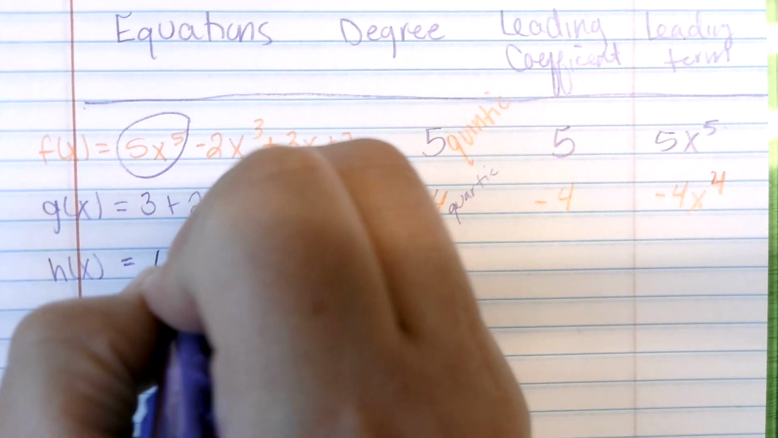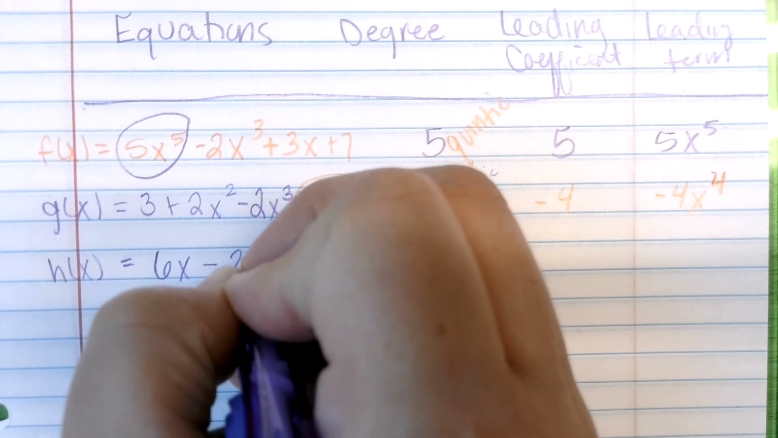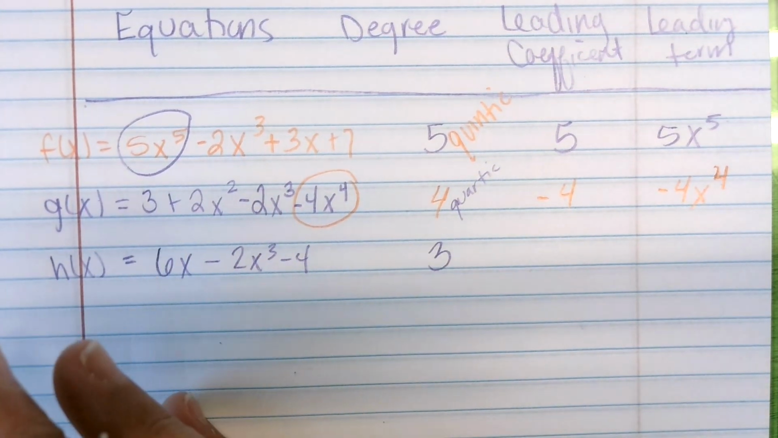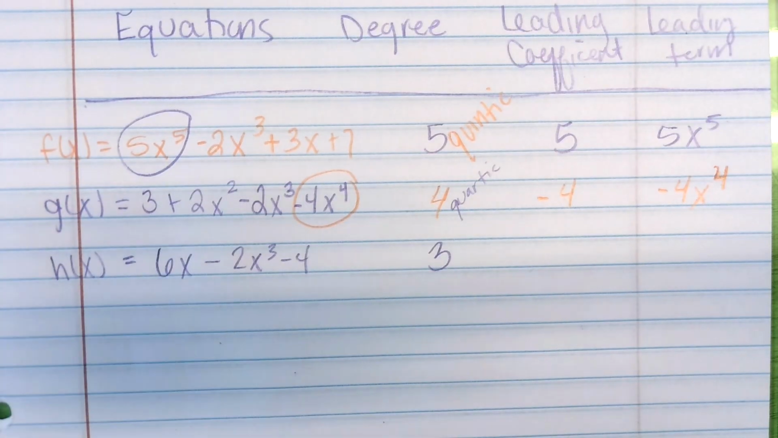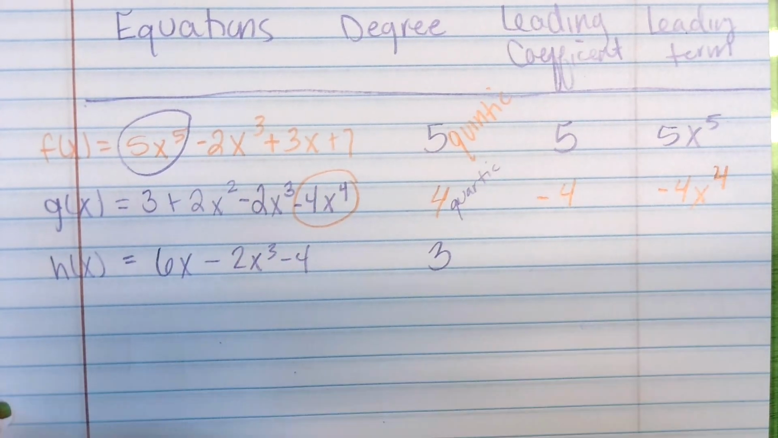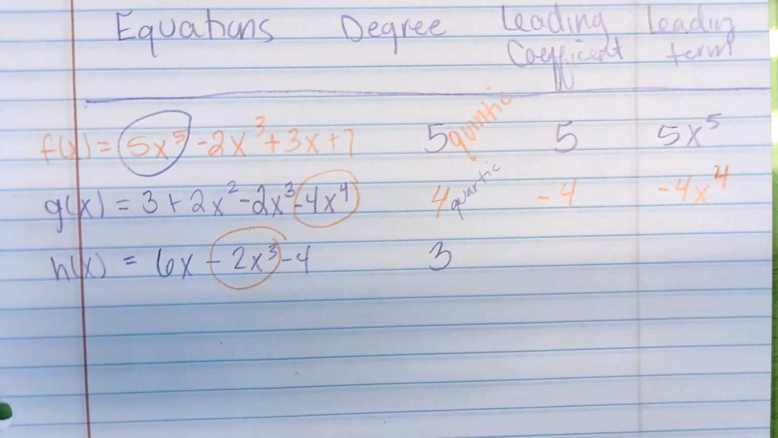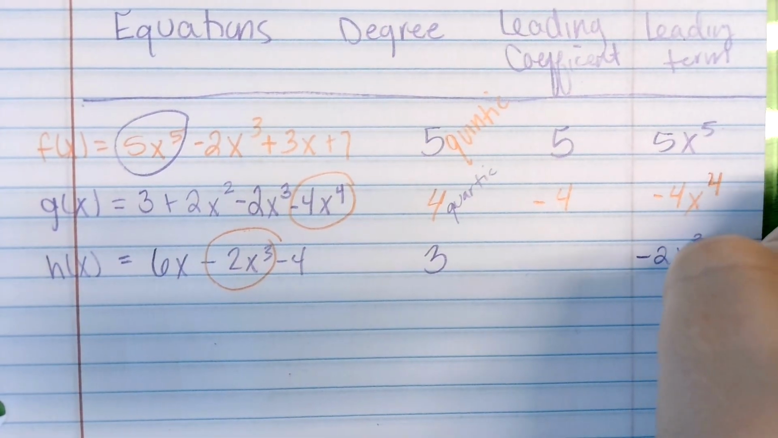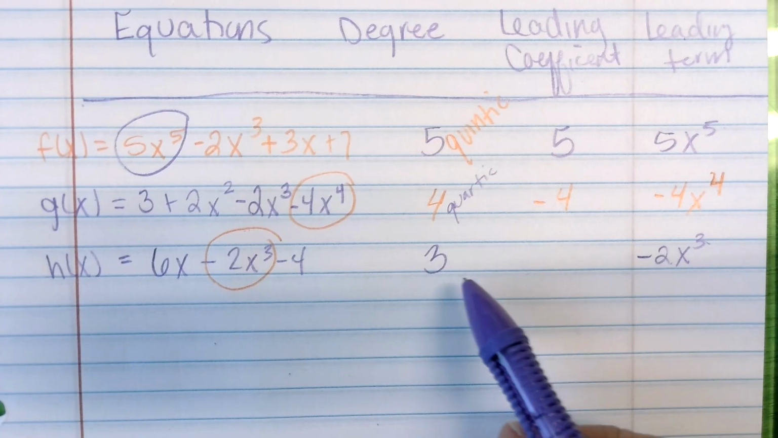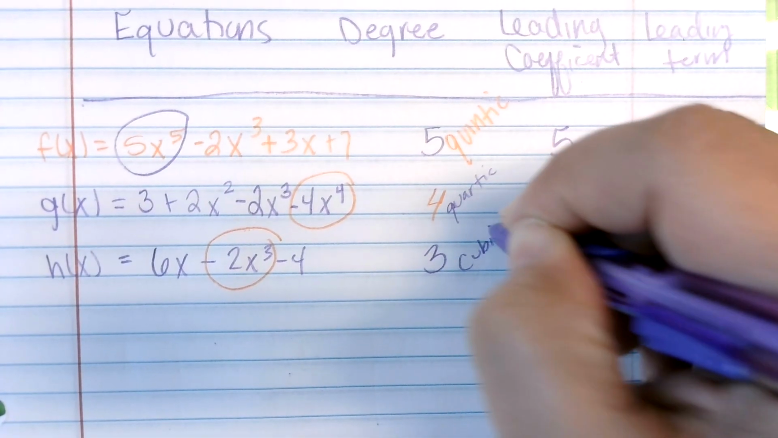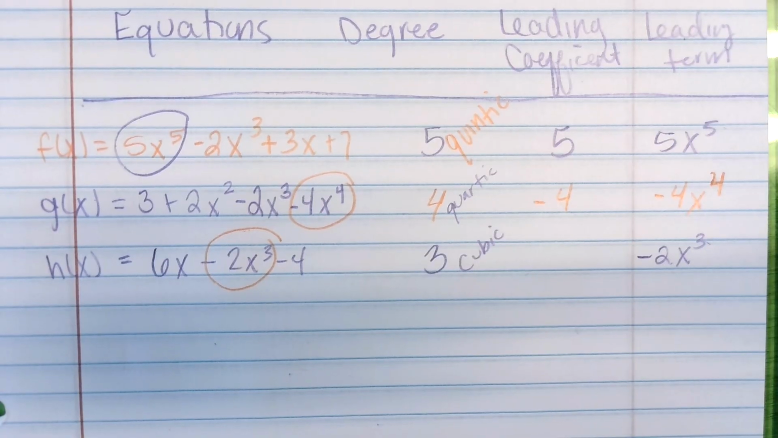Let's see. 6x minus 2x cubed minus 4. Okay, I wrote it in the wrong order again just to make you identify it. But normally we write them from the highest power to the lowest power. Okay, so in this case, here's our leading term, -2x cubed. Again, that degree comes from this high power right here. It is a cubic function, and it has a leading term of -2.